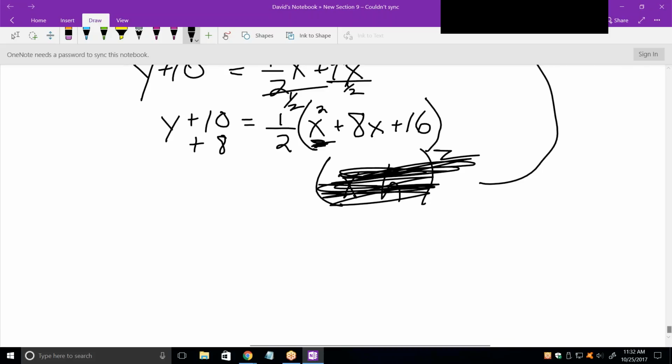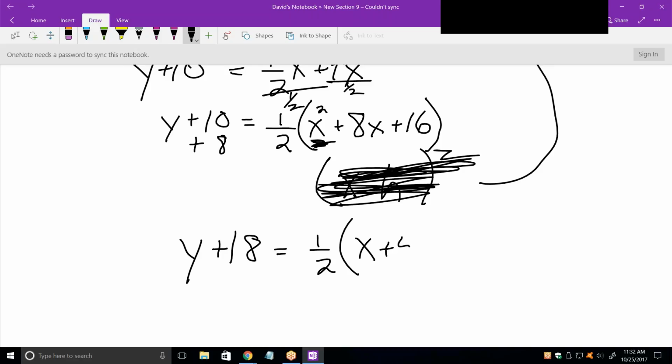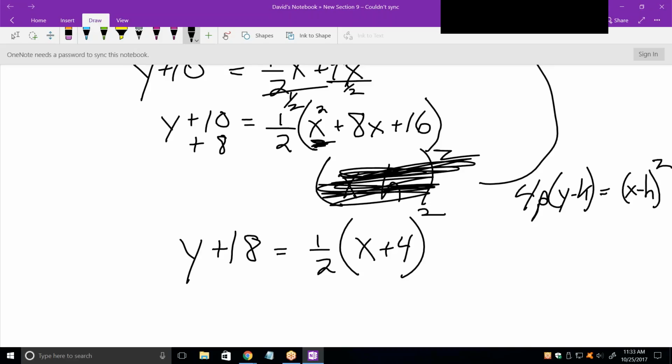But here's the thing. Now I can write this as y plus 18 equals 1/2 times x plus 4 squared. Like my x minus h squared. Okay? We're getting closer and closer to this format. In this format, you got to memorize it. There's just no way around it. And over here, we don't have an a anymore. It's just x minus h squared. So, we're getting really close to it.